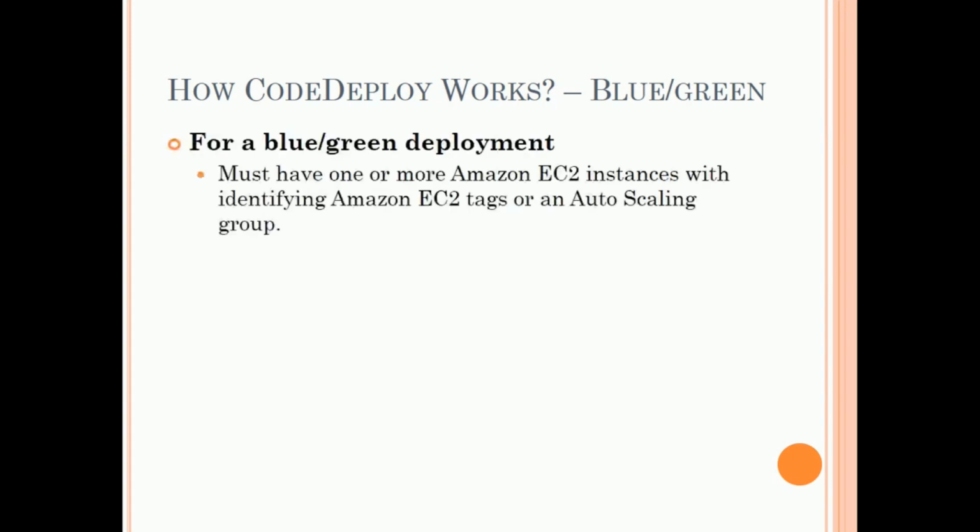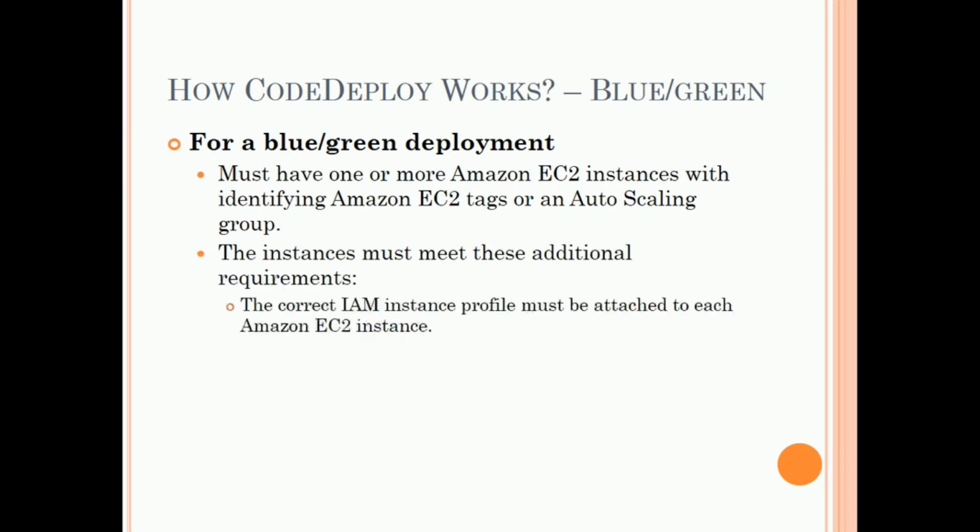Now let's see how blue-green deployment works in the case of CodeDeploy. For blue-green deployment, we must have one or more Amazon EC2 instances with identifying Amazon EC2 tags or an Auto Scaling group. And there are some prerequisites for these EC2 instances. These instances should have the correct IAM instance profile attached to them. And also the AWS CodeDeploy agent must be installed and running on each instance. After that only can we implement blue-green deployment for CodeDeploy.